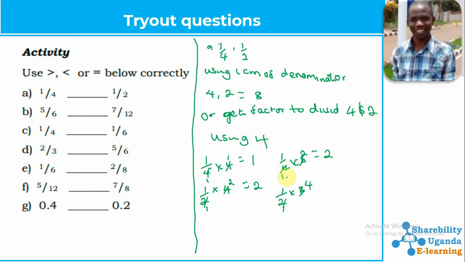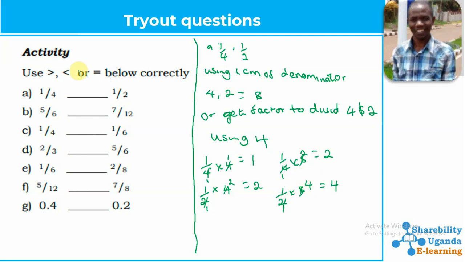So when we see here, our answer is going to be 4. So still here we can compare and see which one is bigger than another one, which one is smaller than another one. So this simply means our 1 out of 4 is smaller, then 1 out of 2 is bigger.